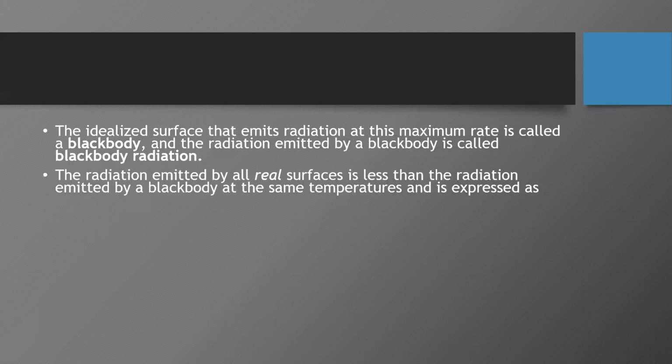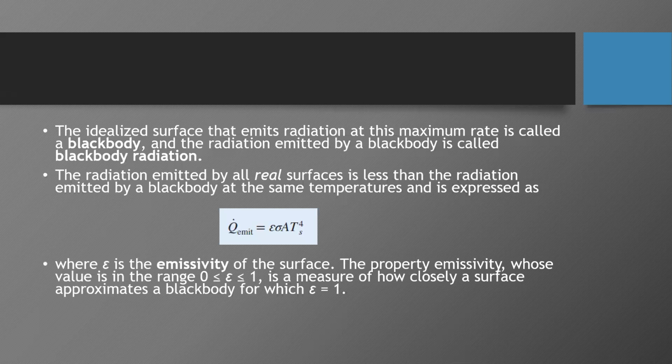That can be expressed with epsilon, that is emissivity. For the black body radiation, you should multiply it by the emissivity, epsilon. The epsilon property can vary from 0 to 1. When epsilon reaches 1, that is called a black body, the ideal surface, right? This is the emissivity.